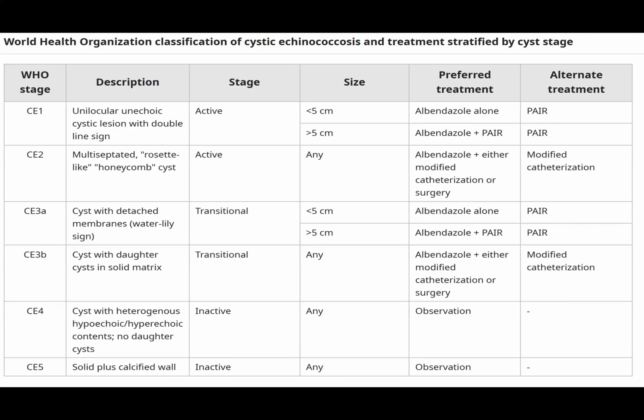Then you can see under the preferred treatment column, there is a modified catheterization as a recommendation. So this is a technique that's used to remove the entire endocyst and the daughter cysts from the cyst cavity. What they do is they use large bore catheters and cutting devices with an aspiration apparatus. And this approach is again done in combination with albendazole, and it may be appropriate for cysts that are difficult to drain just with PAIR.